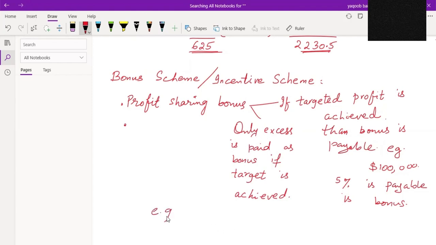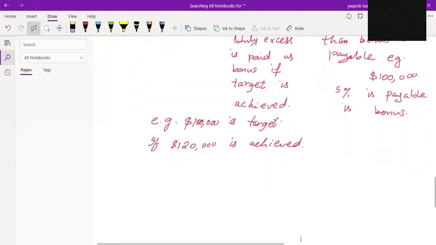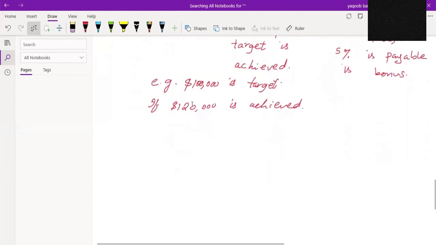For example, $100,000 is the target, so no bonus is payable if only the target is achieved. If $120,000 is achieved, now workers have achieved more than the target. Target was 100,000. Workers actually achieved 120,000.